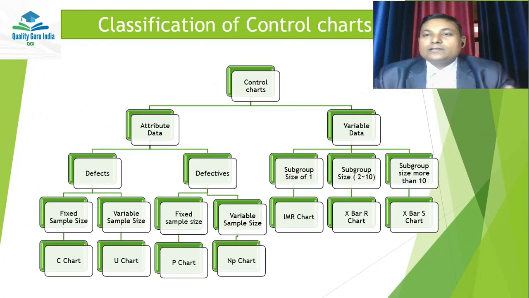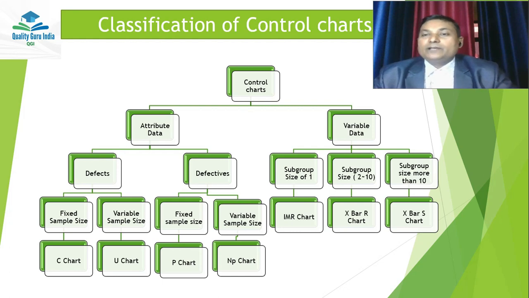As I told, proper selection of the control chart is very important. And this classification of control charts that I'm going to explain here is going to help you a lot in selecting the appropriate control chart. The usage of a control chart depends on the kind of data you have. If you have attribute data or variable data, then the charts will change. Let's see the variable data first.